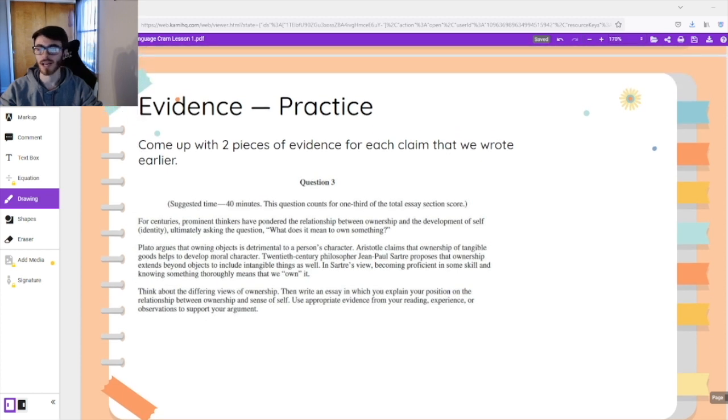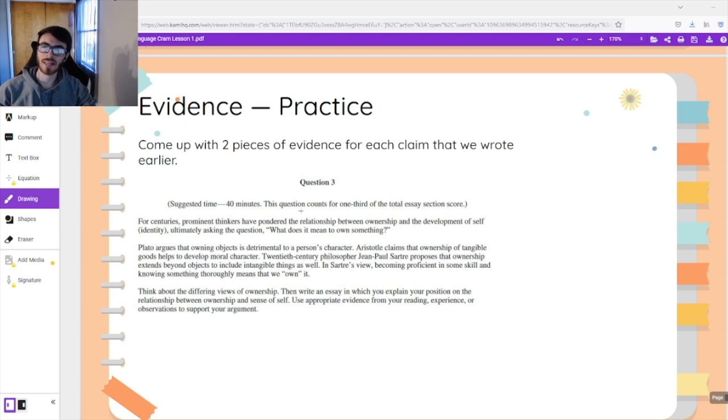All right, practice time. Trying to come up with some evidence on our own. So again, we're back to that same prompt about Plato and Aristotle and ownership. And we wrote claims for this earlier. Now it's time to come up with evidence for these claims.